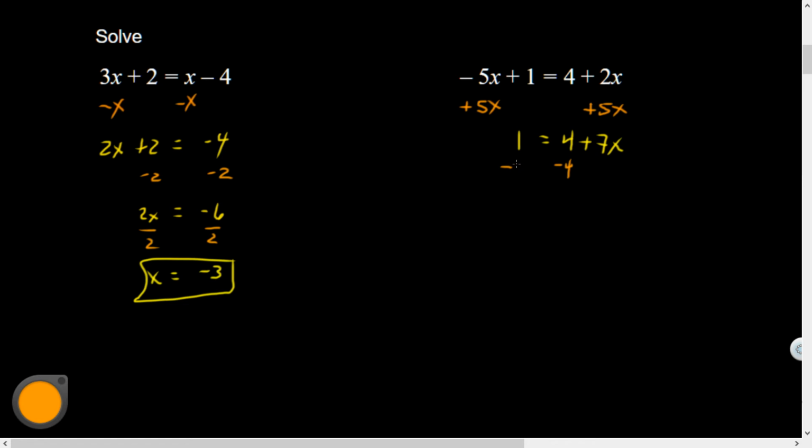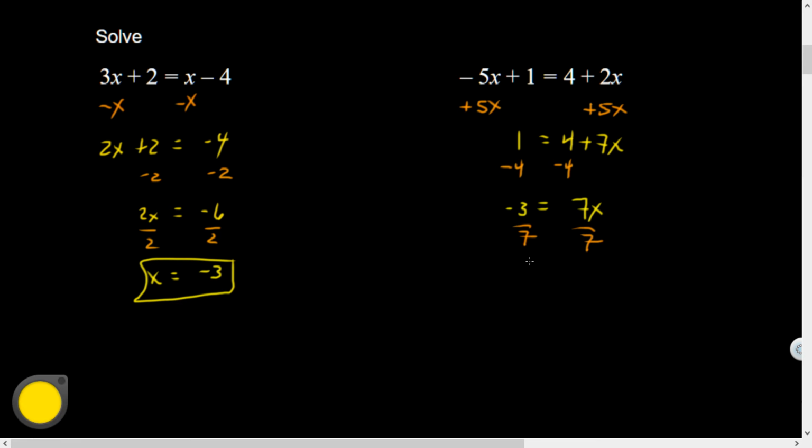Subtract 4 from both sides. Man, there's something just so satisfying about these colors. It's the algebra. Everybody's happy. It's working out. It's beautiful. Divide both sides by 7.